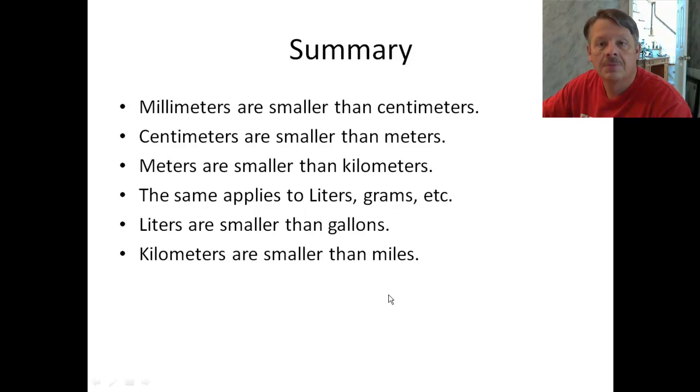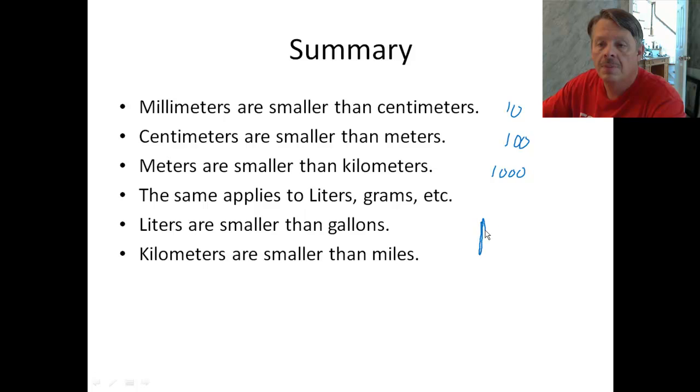So in summary, you need to know that millimeters are smaller than centimeters. There happen to be 10 millimeters in a centimeter. Centimeters are smaller than meters. There are 100 centimeters in a meter. Meters are smaller than kilometers. There are 1,000 meters in a kilometer. And the same applies to liters and grams and, frankly, anything else.